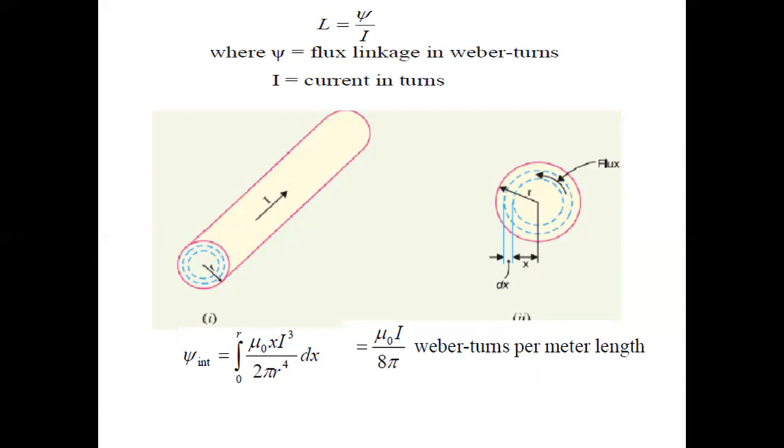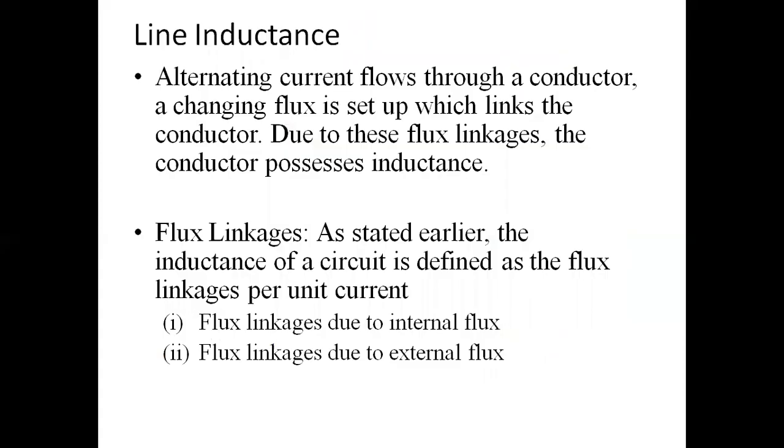Now you have to assume the conductor is a single conductor. It is a straight conductor. Then N is equal to 1. Then the self inductance of the transmission line per conductor is equal to phi divided by I. So phi is the flux linkage in Weber turns, and I is the current in amperes.